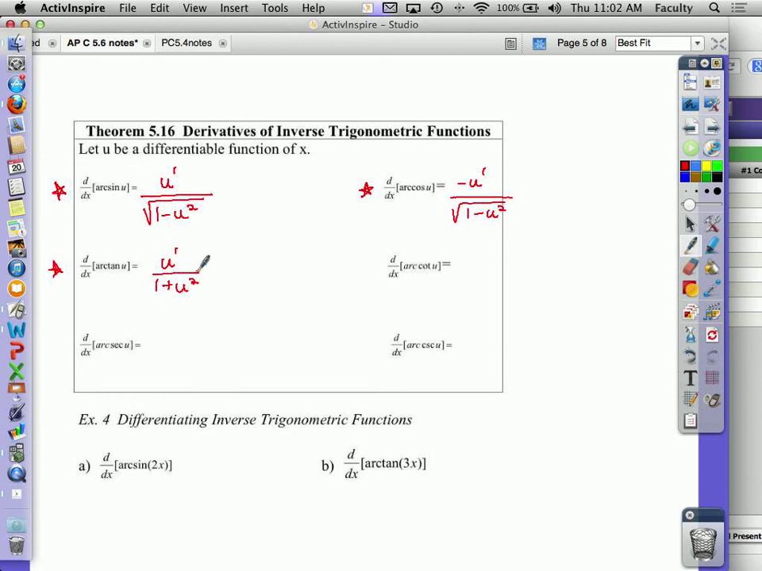These first three I put a star next to. Those you need to memorize. The other three, if I do put it on a quiz or a test, I'll give you those to use, okay? Arc cotangent u is just a negative out front. Arc secant u, this one's really unusual. It's u prime over the absolute value of u times the square root of u squared minus 1. Then arc cosecant just has a negative out front.